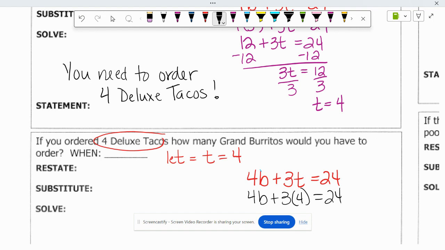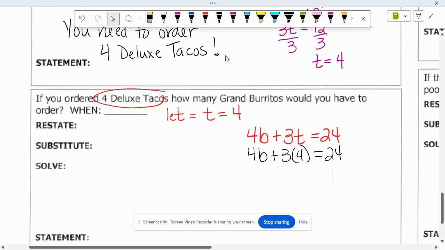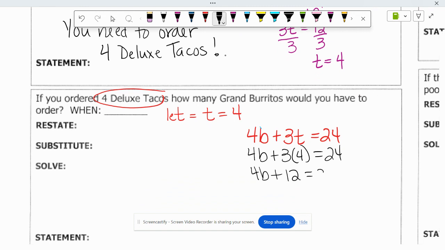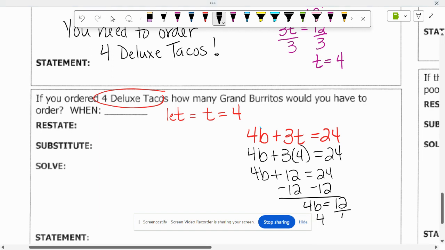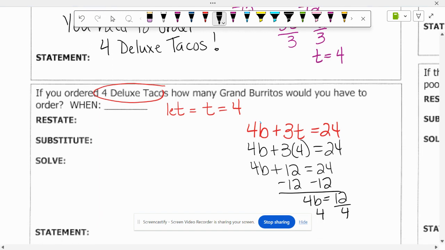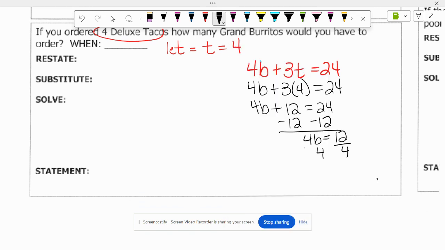And that's not a very original question because it's the opposite of what we just did, right? 4B plus 12 equals 24. Bryce, finish it up for us. Perfect. 4B equals 12. Divide both sides by 4. And Bryce said B equals 3. So Bryce, how many grand burritos would you have to order?